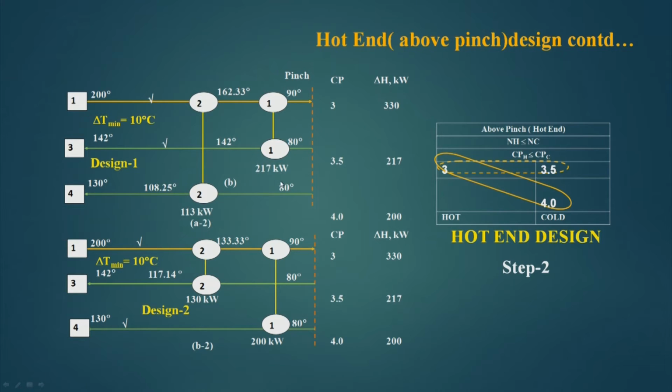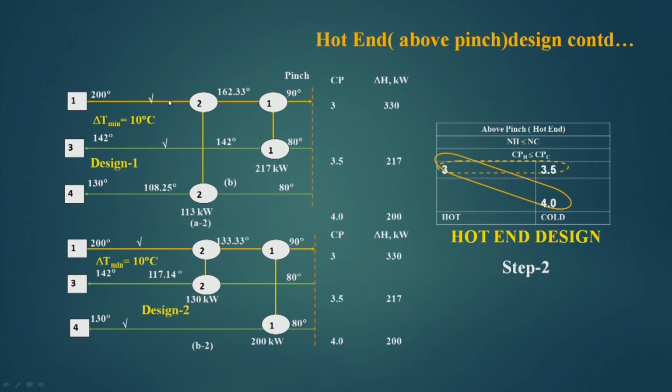This 217 plus 113 kilowatt is 330 kilowatt. So, 113 kilowatt is transferred from here to here, and this stream is now ticked off. Now, once it transfers this energy to here, obviously, we reach this 200 degree centigrade.